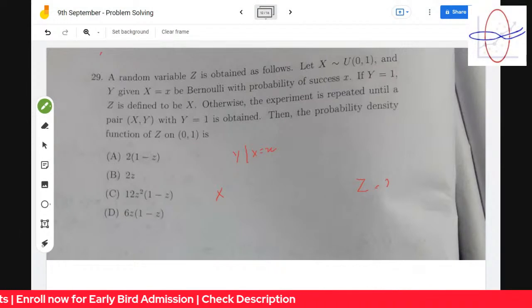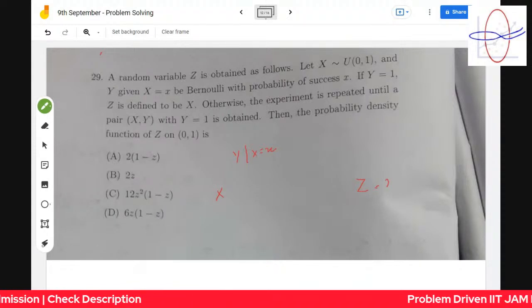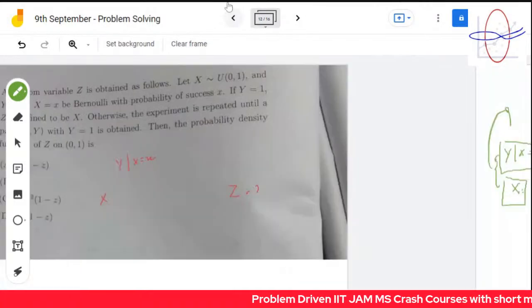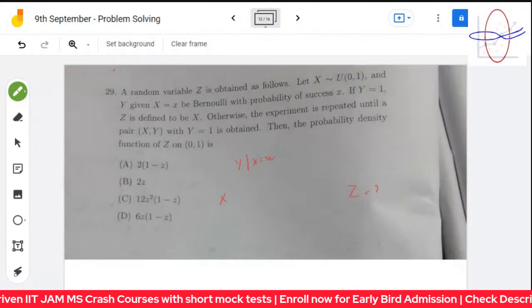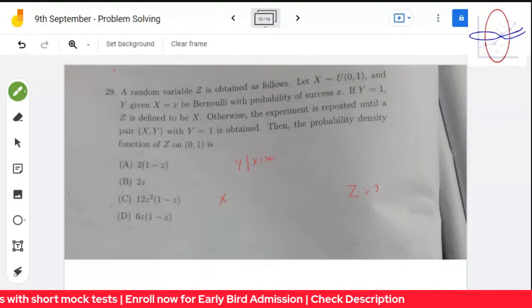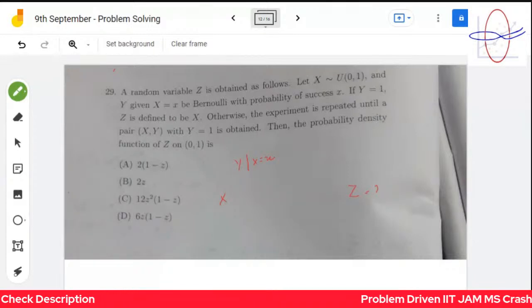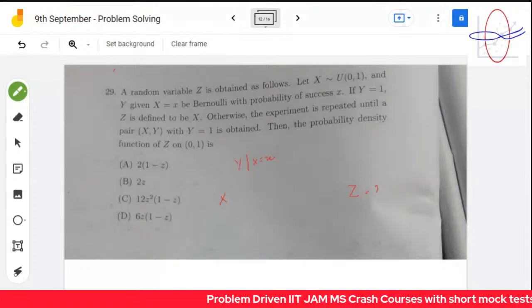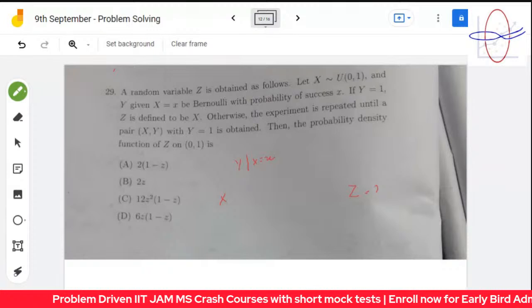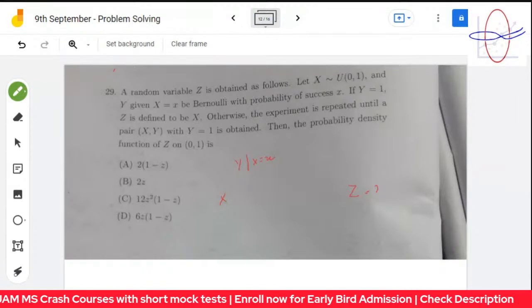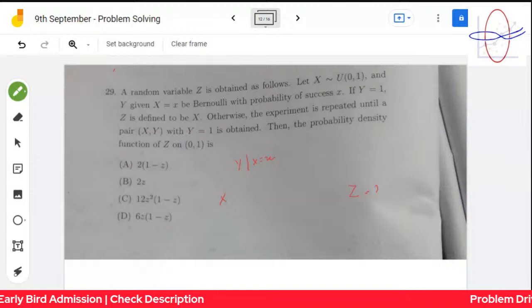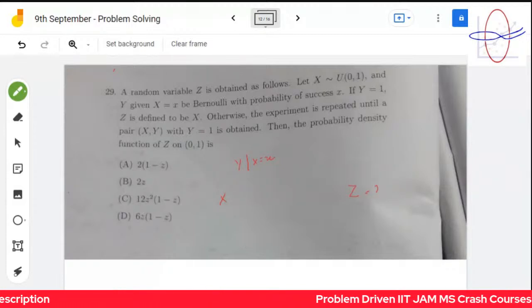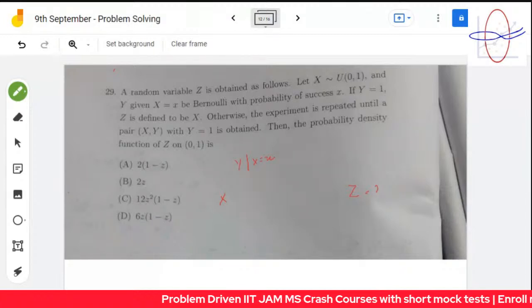Okay, so my question is the following. Yeah, I am repeating it, don't worry. So, we first toss y. If y is equal to 1, then z is equal to x. We define a new random variable z is equal to x. If y is equal to 0, we toss it again. We toss it again till we get 1. And once we get 1, we define z is equal to x. Right? So at the end of the day, z is actually equal to x, but in two different ways. So z is actually not equal to x, z is something a bit different. We are getting z is equal to x in two different ways.